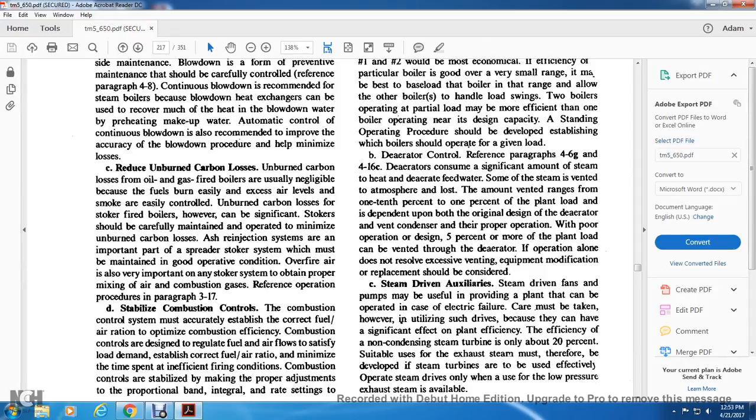B. The deaerator control. Reference paragraph 4, 6, and 416C. The deaerator uses a significant amount of steam to heat the feed water. Some of the steam is vented to the atmosphere. The amount of steam lost through venting, from 0.1% to 1% of the plant loading, is dependent upon the original design of the deaerator, the vent condenser, and proper operation. With poor design or operation, 5% or more of the plant load can be vented from the deaerator. Operational changes do not resolve excessive venting, and equipment modification or replacement should be considered.